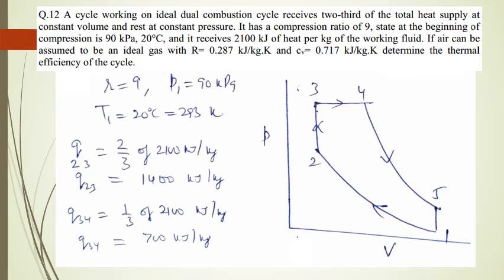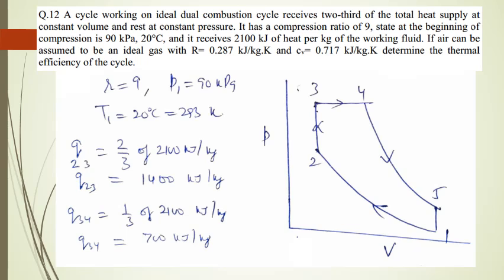1 to 2 is reversible adiabatic compression process, 2 to 3 is heat addition at constant volume, and 3 to 4 is heat addition at constant pressure. So here in this dual cycle, as I told you in the lecture class, combustion is partly taking place at constant volume and partly at constant pressure. So 2 to 3 is heat addition or combustion at constant volume, and 3 to 4 is heat addition or combustion at constant pressure. Now 4 to 5 is reversible adiabatic expansion, and 5 to 1 is heat rejection at constant volume.